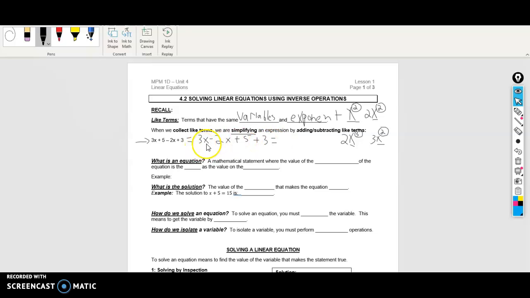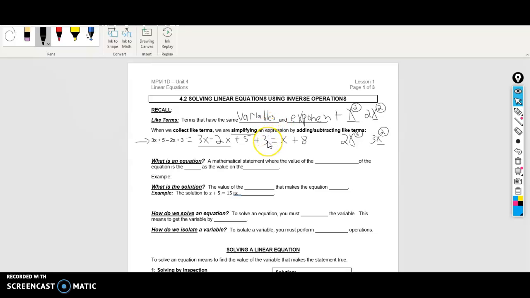And we can perform the operations that you see. So 3x minus 2x is 1x. We don't have to write the 1, it's implied, it means we know it's there. And then 5 plus 3 is 8. So that's plus 8. So that's an example of how we could simplify expressions by understanding what like terms are. Again, same variable and same exponent in order to be considered like terms.